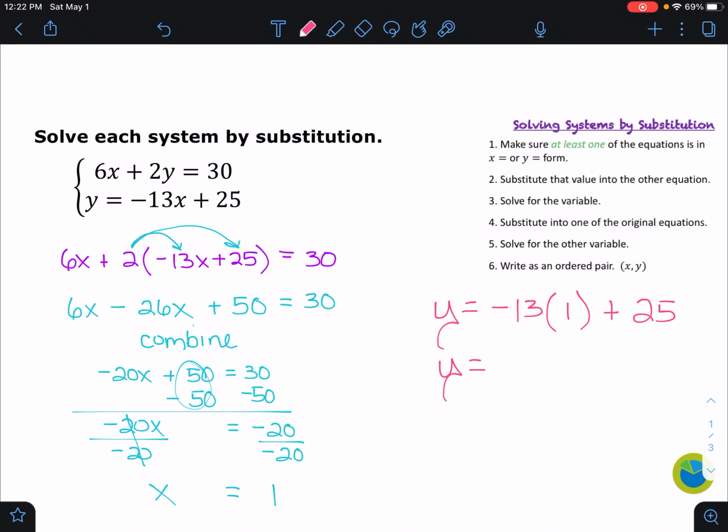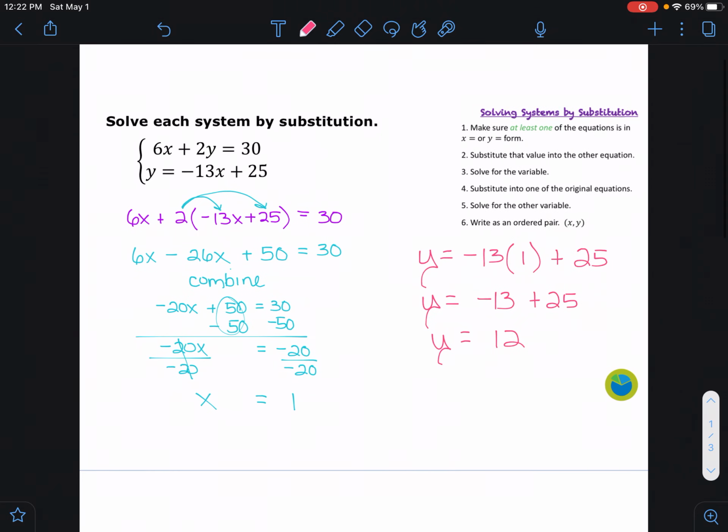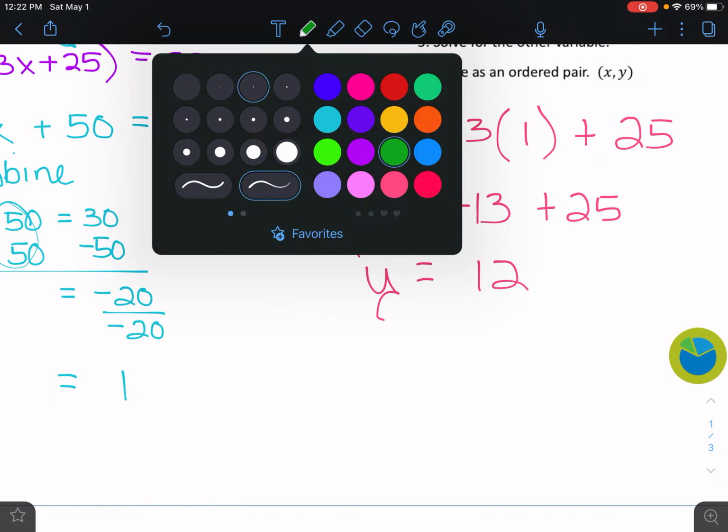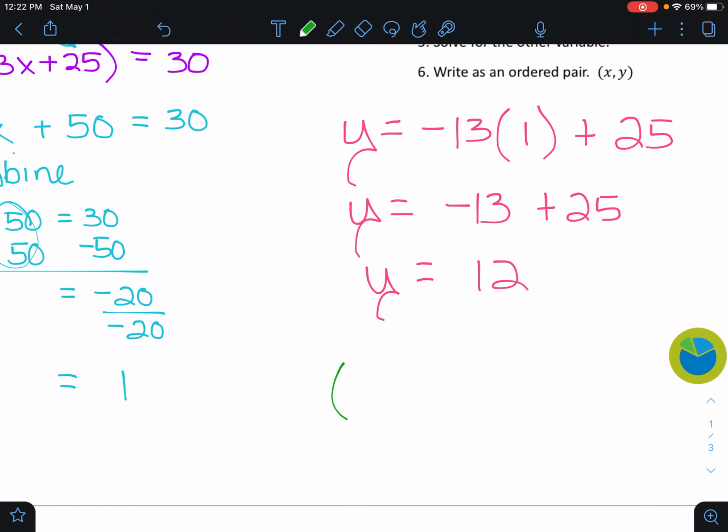This is a lot easier. All I have is negative 13 times 1 is negative 13 plus 25. You can type that into your calculator if you need to. You get 12. Okay, so I've solved for the other variable now. Then don't forget to write your answer as an ordered pair. So let's do that. 1 is x, y is 12.